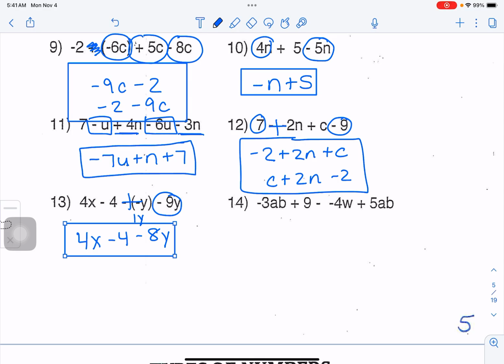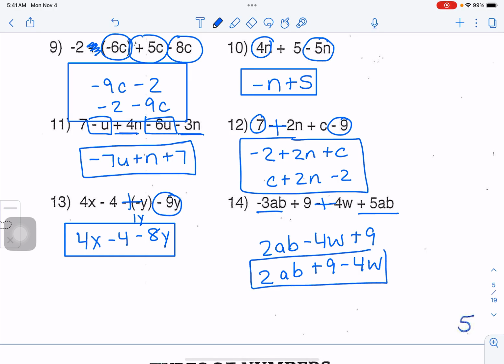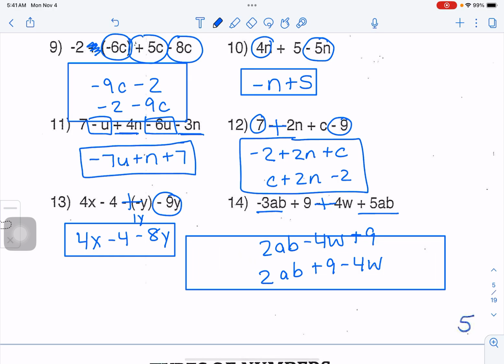And lastly, with the ab's, I have a negative 3ab and a positive 5ab. That would be 2ab minus the 4w plus 9. I forgot to make the opposite of a negative 4 positive. If you put it in the order 2ab plus 9 minus 4w, you would be okay as well. Both of these are acceptable answers.